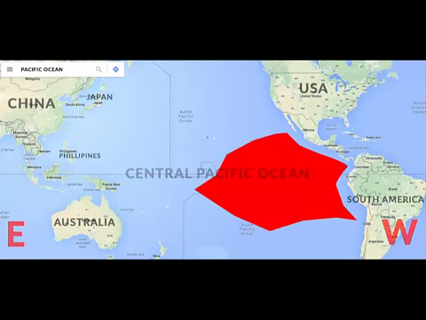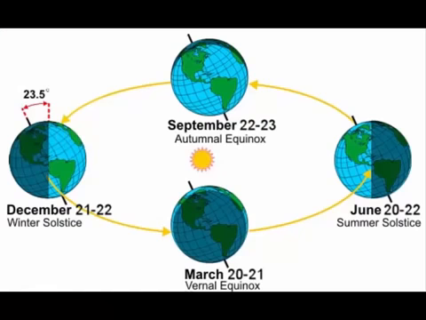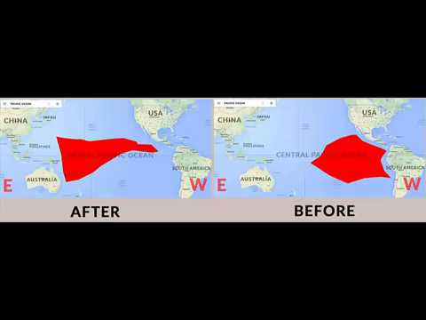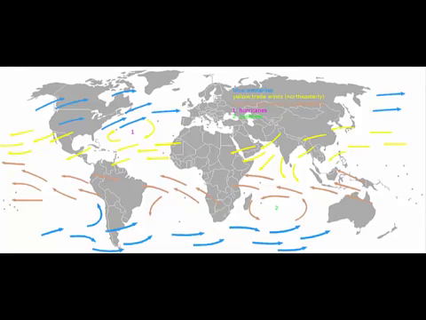A large pool of warm water is located in the central and western part of the Pacific Ocean. And the reason is due to the Earth's orbital movement around the sun. Due to that, this pool of warm water enlarges and shifts eastward to cover the tropics. Now I want you to look at this before and after image and see how this warm water moves from west to east. And the major reason behind this movement has to do a lot with the trade winds.